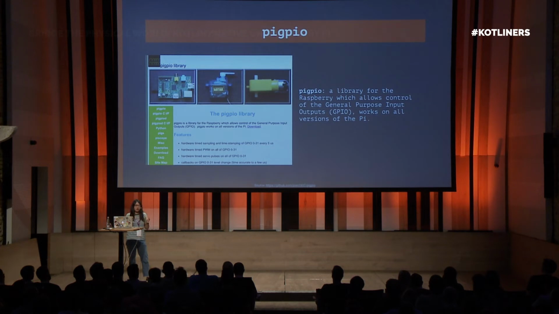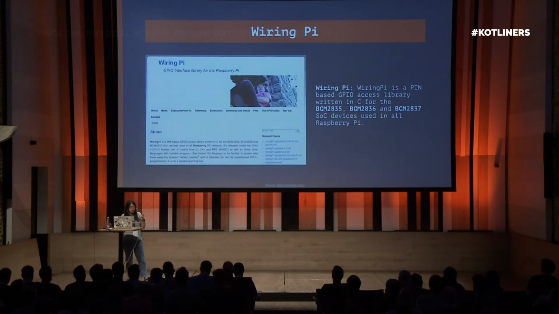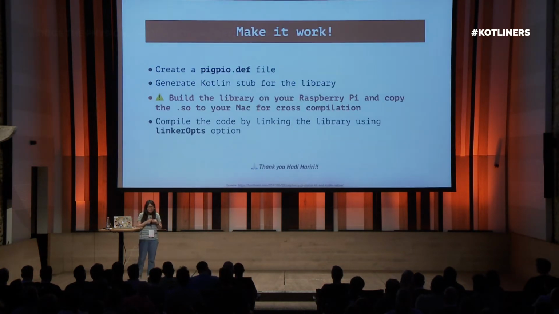There are different libraries we can use to control the GPIOs. One of the most famous ones is PiGPIO, which is a very tiny C library and has been widely used by the community. There's another library called WiringPi. Judging from the CSS level, you can see it's not a JavaScript library. That's a joke I heard on another talk. Having the C library available, now it's time to make it work.